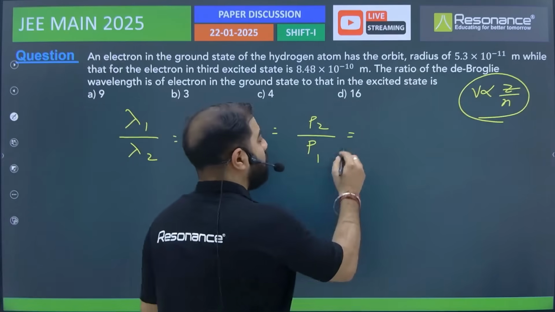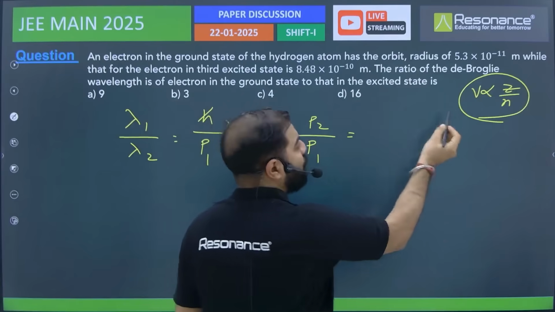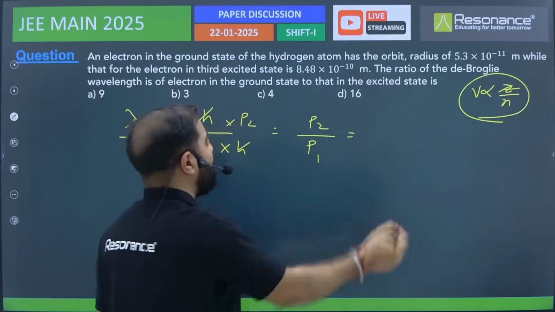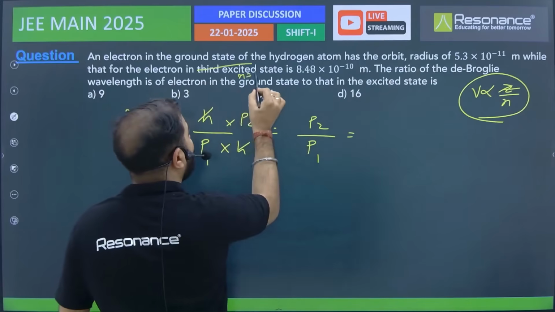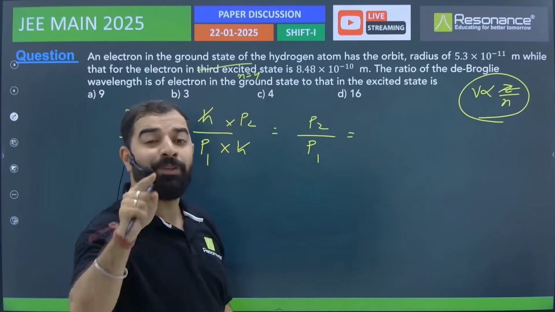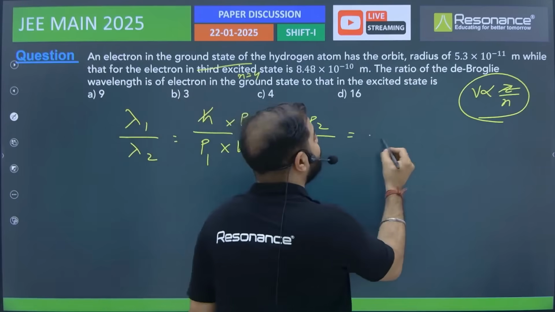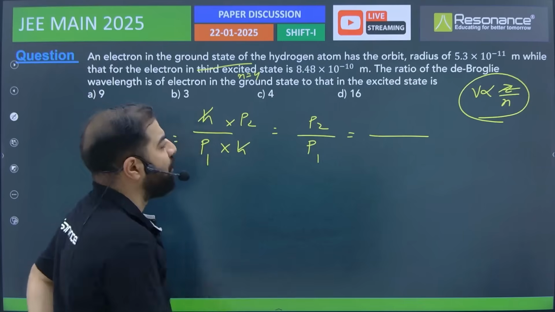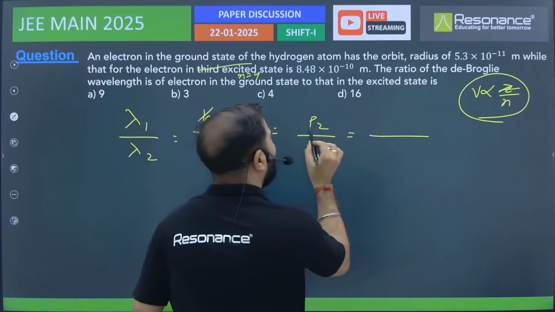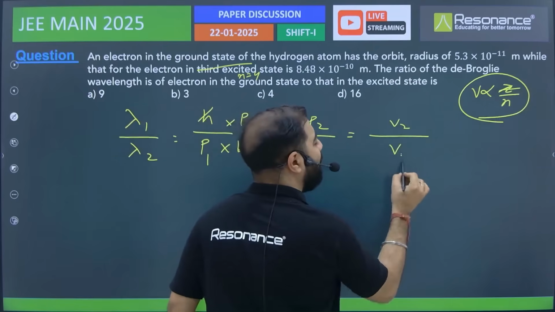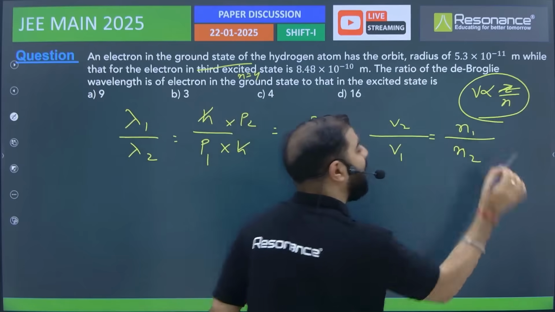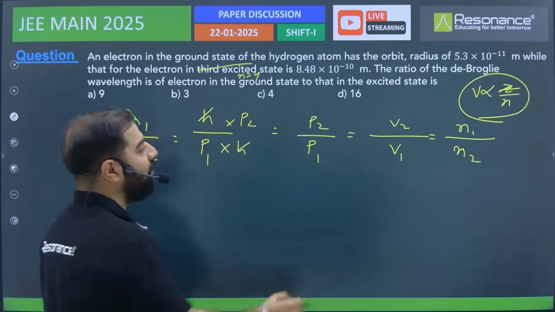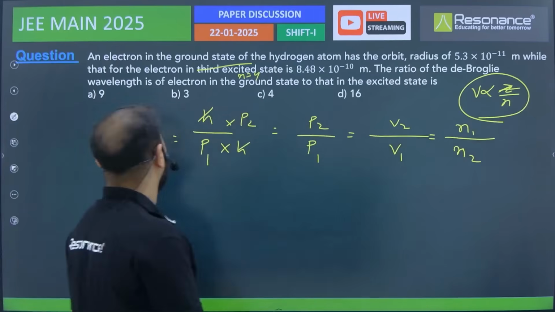So we can write it, obviously it's hydrogen, so let's not talk about Z, both are hydrogen. And they said third excited state, matlab N is equal to 4. So let's go for the ratio of it. Z का बात ही नहीं करते हैं. This is like V2 by V1 and that's like N2 by N1. है ना? Inverse proportion.